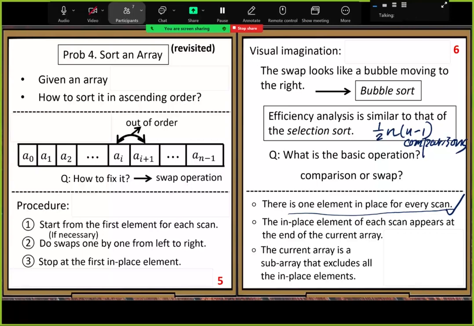Correct. Swap only happens when necessary. Think about it: if the given array is already in order, do you need to do any swap? No swap. You do no swaps, but you still need to do the same number of comparisons. That means the swap operation is the basic operation.